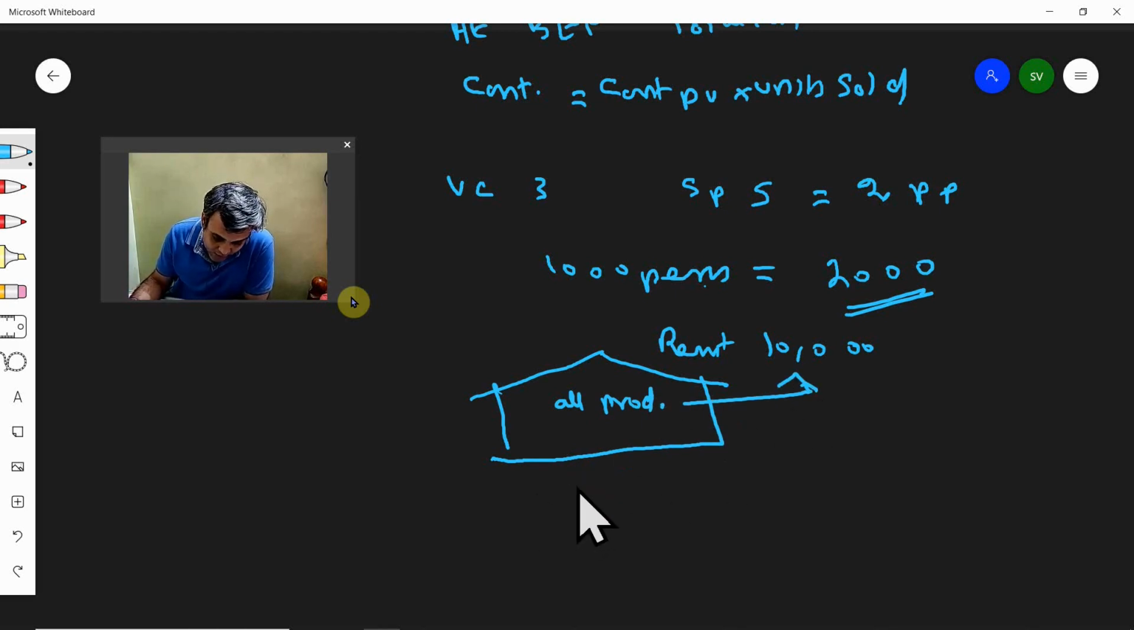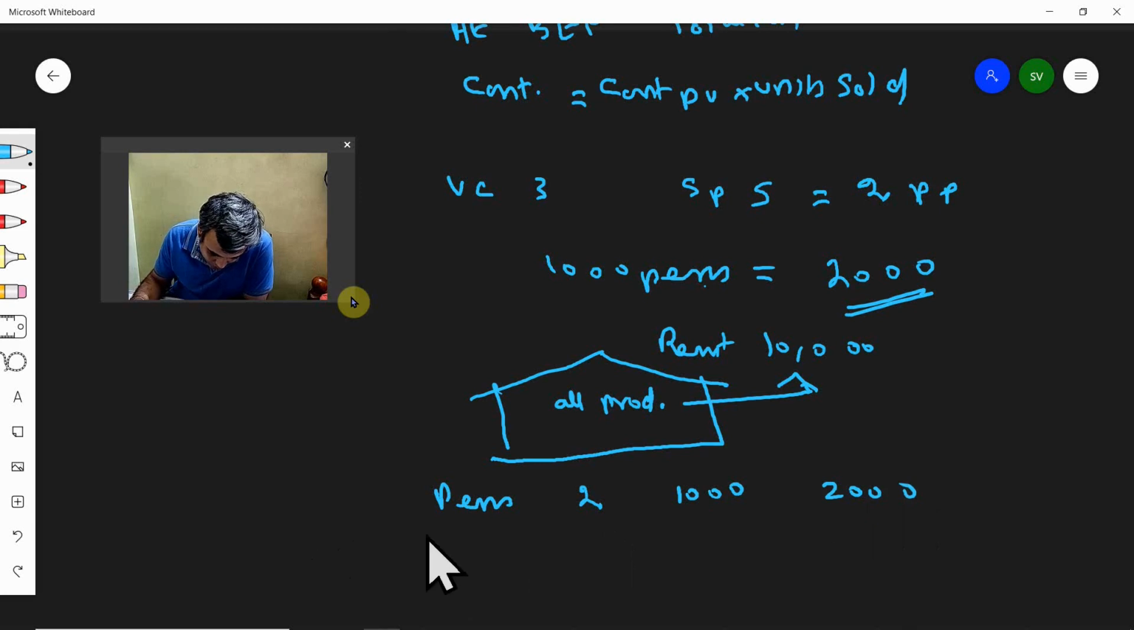So each product unit sold into its contribution per unit will be the contribution. See here, pens. I have sold 1000 pens. That will get me 2000 rupees. Contribution per unit is how much? 2. Like that I have sold how many pens? 1000 pens. So total contribution is 2000.